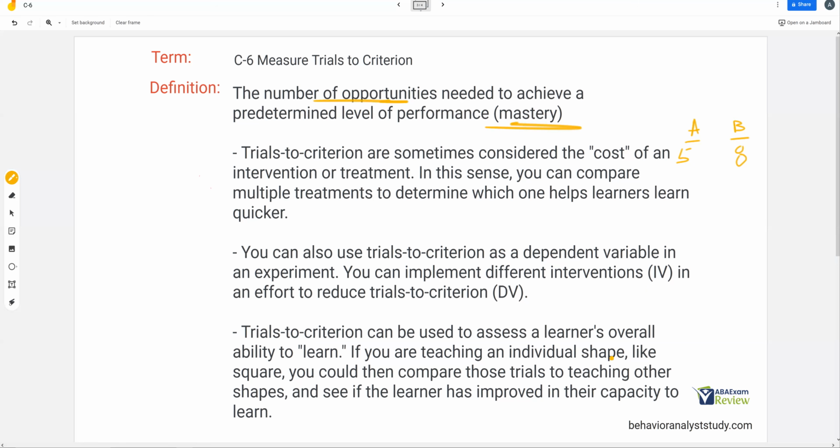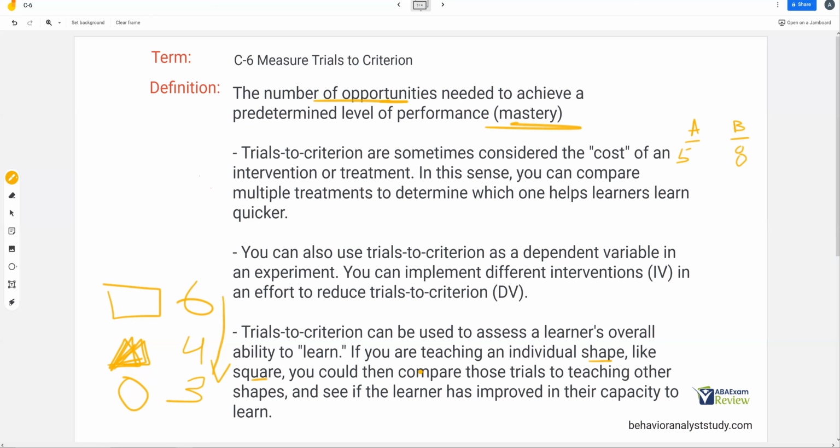So if you're teaching an individual shapes, like square, so you teach square, and it took them 6 trials to get square, then you teach them triangle. Well, what we hope is they can learn triangle quicker, right? Maybe that takes 4. And then you teach them circle, and that takes 3. So if we're reducing our trials, then the learner has potentially improved their capacity to learn. So these are more advanced ideas that you can use at trials to criterion.